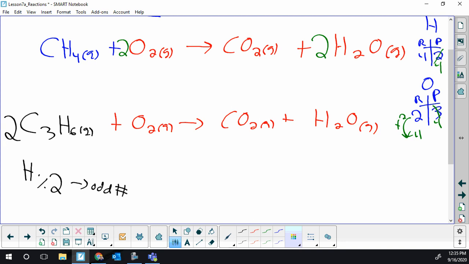I now have 2 times 6, 12 H's. Well, how do I get to 12 in pairs? I need 6 pairs. Aha, I've got an even number again, and that's what I wanted. So 6 times 2 hydrogen, 12. I want to do my O's last. My carbon I can fix, 2 times 3. There's 3 in each molecule. There's 2 of them. There's 6. I need 6 CO2s.